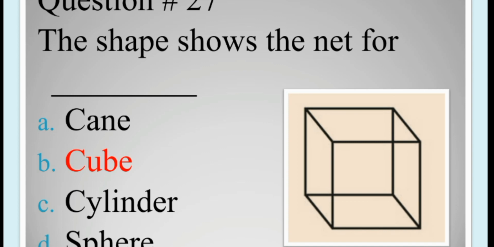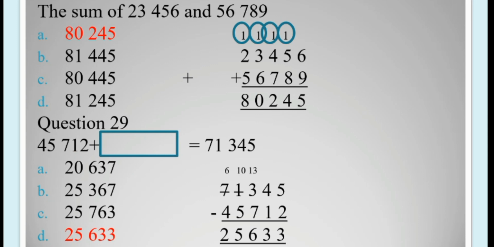The shape shows the net 4. Okay, which is this shape? This shape is a cube. Very good. Then you have to take the cube. See the shape carefully. Whatever the shape is there, take that option. Okay. In the next question, you have to add two digits and find the answer.